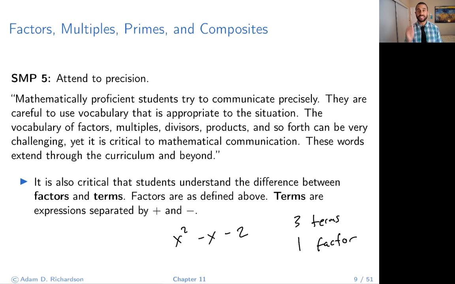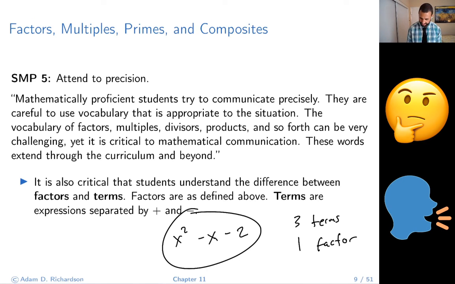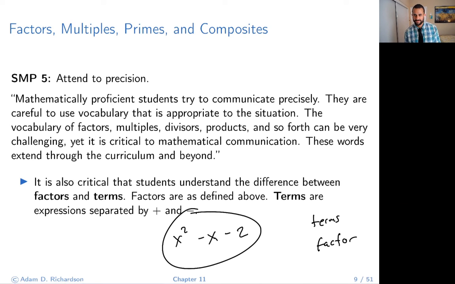Yeah, okay. How about this one? Same question, right? How many terms and how many factors are here? Go ahead and take a minute and think about it and talk. Okay. So just like before, there are three terms, but how many factors are there? Some of you might be tempted to say two, but there's just one.